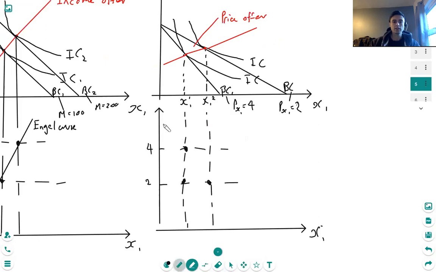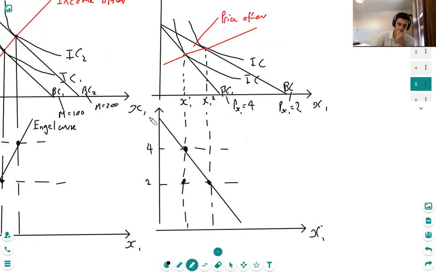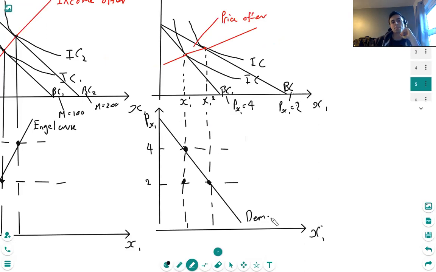We just connect these together, and this will be the demand curve. We have price of x1 on the vertical axis, on the y-axis, and the demand for x1 on the horizontal. So this is just a demand curve. Cool, so this obeys the law of demand, which states that there'll be a negative relationship between the price of a good and the demand of the good.